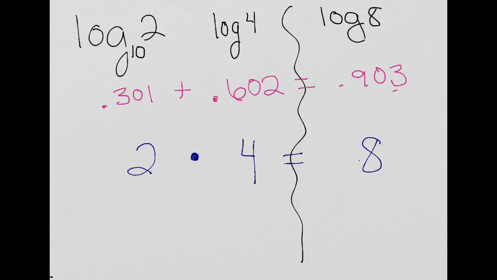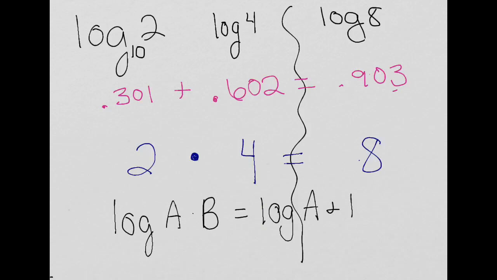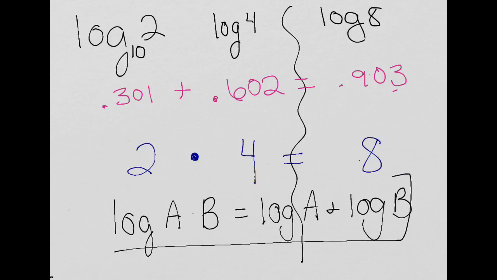This is our first property of logarithms. It states that log of any a number times b number, like 2 times 4, would be the same as taking log of a plus log of b. That's your first property of logarithms, the multiplication property.